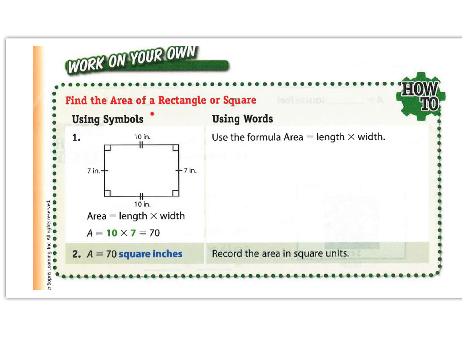So find the area of a rectangle or square. It says you're going to use the formula area equals length times width. So you write length times width. You find the area. Length is 10. Width is 7. 10 times 7 is 70. So 70 square inches. So then record the area in square units. And it just says units because sometimes it's inches, sometimes it's feet, sometimes it's centimeters. So you have to put the correct unit of measure.